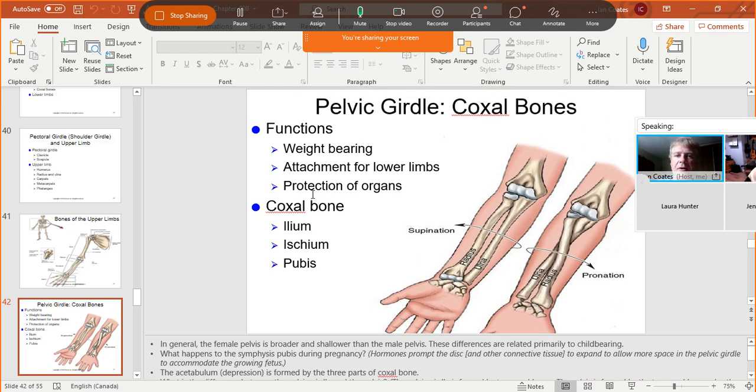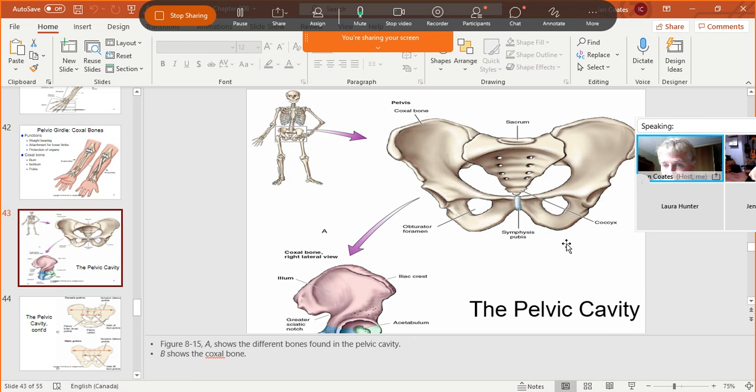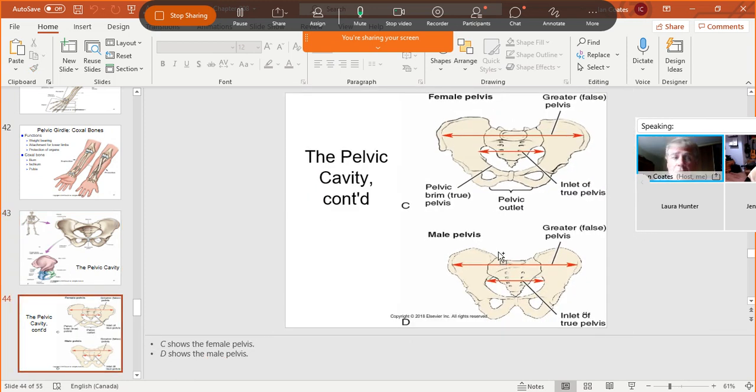Functions: weight bearing, attachment for lower limbs, protection of organs. We'll get into all these. Here are the bones of the pelvis. Okay. And I wanted to show you this one here before I go back into that.